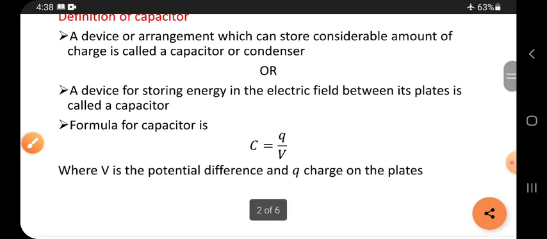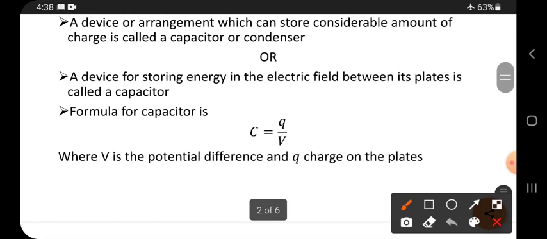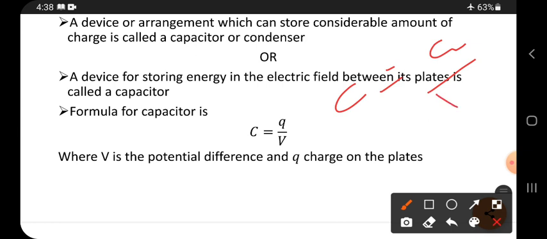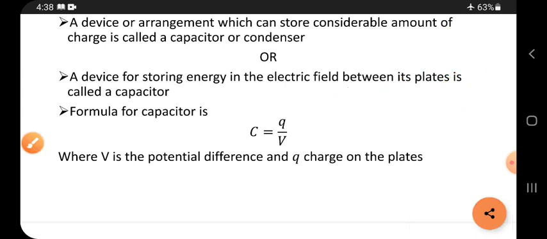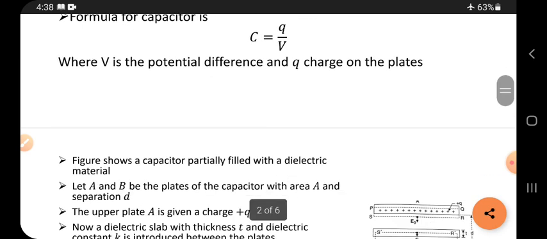Now its formula is C equals Q by V, where Q is the charge on the plate, either positive or negative charge, and V is the potential difference.